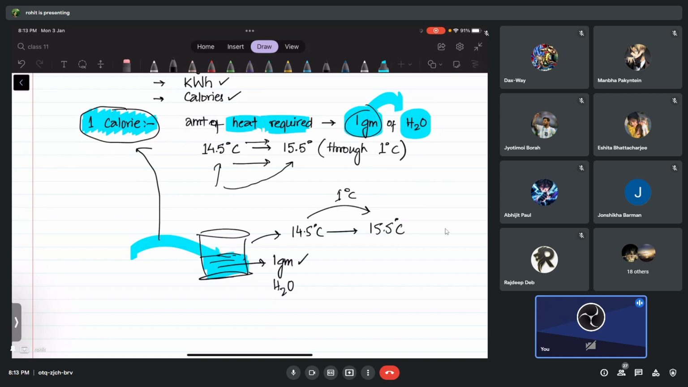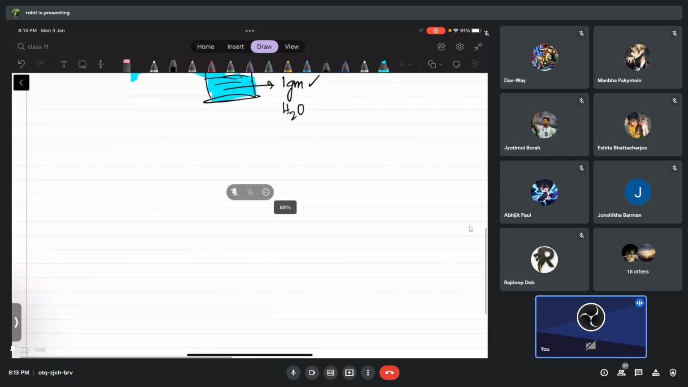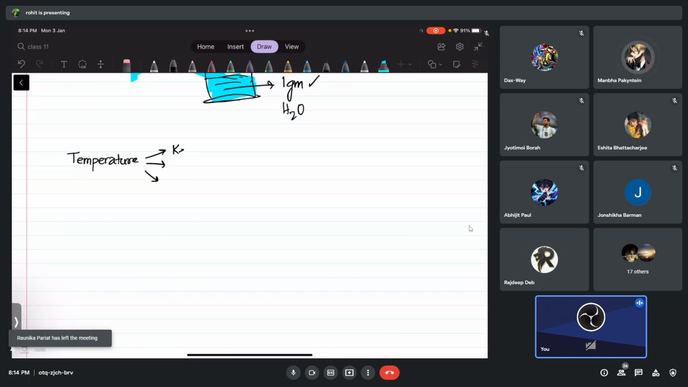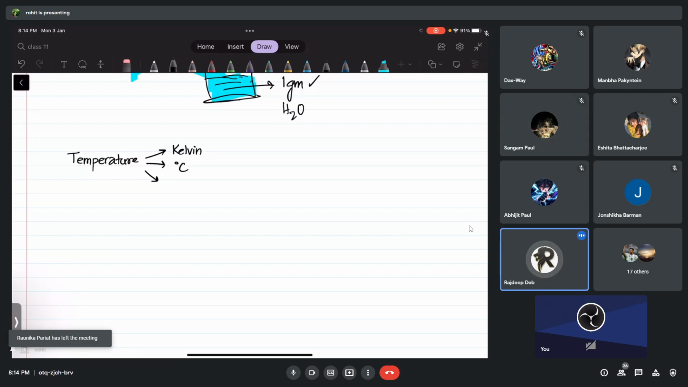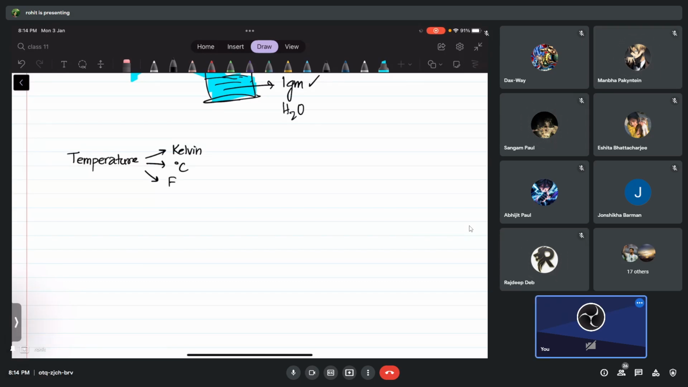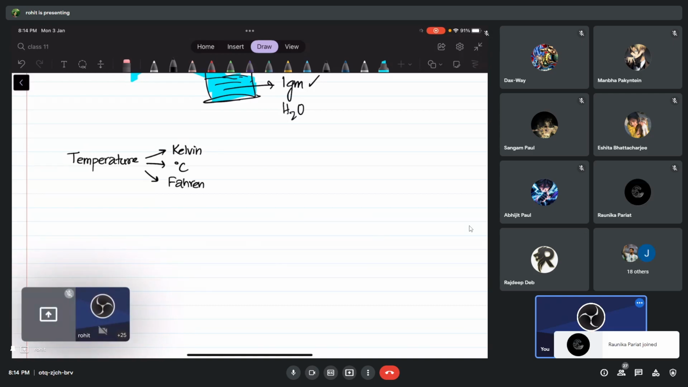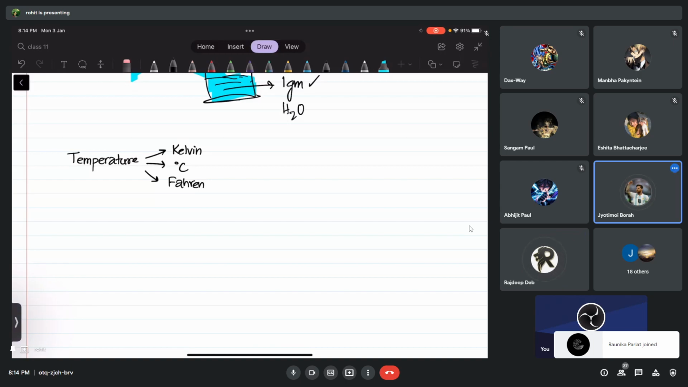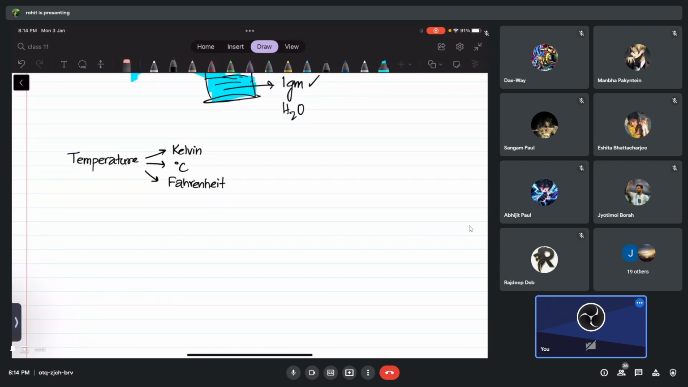Then let's go to temperature. Very easily we can talk about temperature because already you have some idea. Can you tell me units of temperature that we can use? Kelvin. Degree Celsius. Fahrenheit. Let me check the spelling of Fahrenheit. Okay, so these are the three different scales.